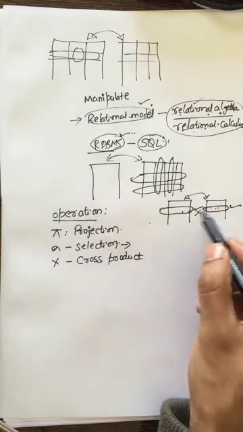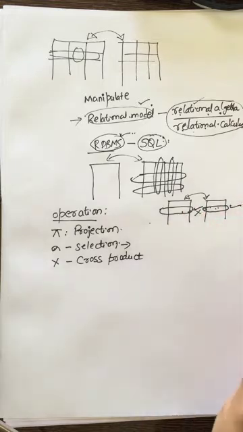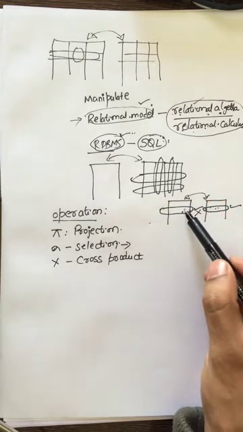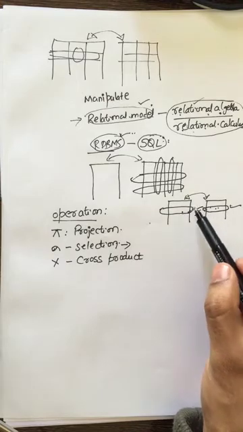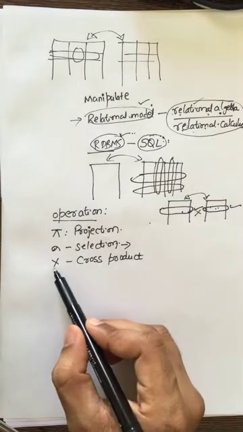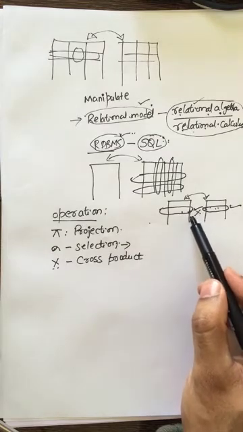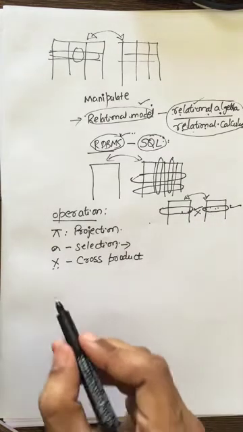At the same time, you can work on more than one tuple from different tables, or you can even work on more than one tuple from the same table. So whenever you want to work on more than one tuple, you should always go with cross product. Either those tuples can be from the same table or from different tables.